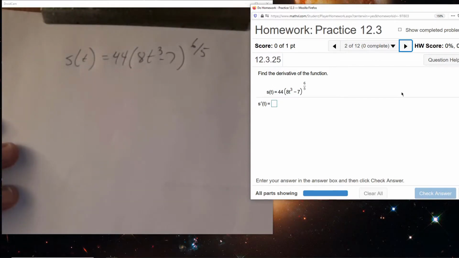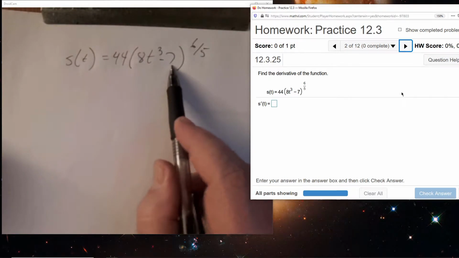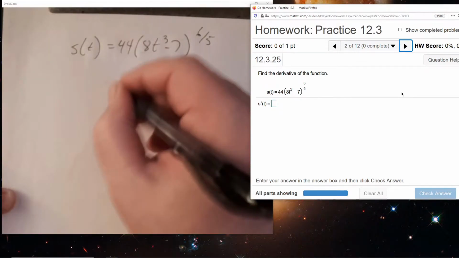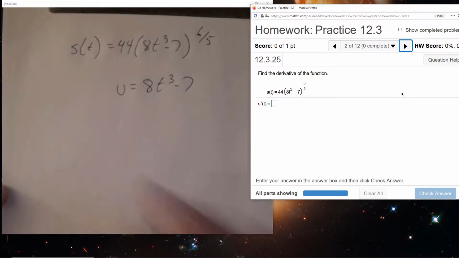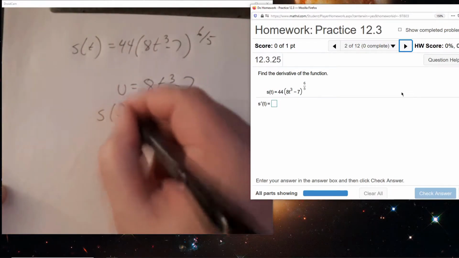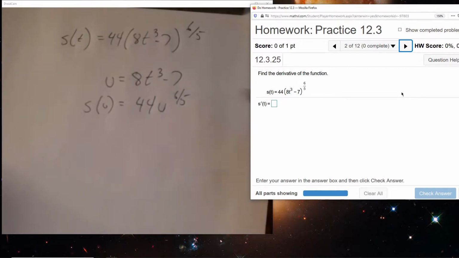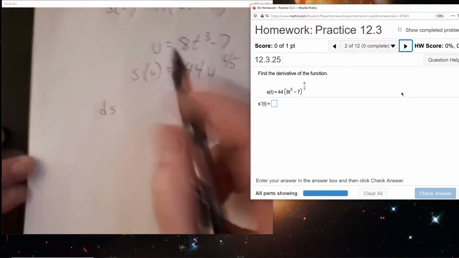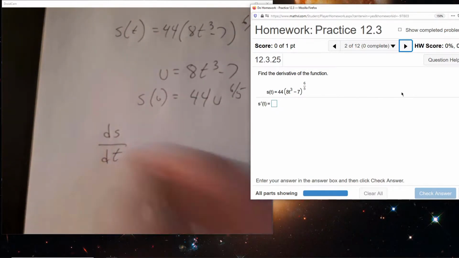So here's our function. And again, we have a power function inside a power function. So what we're going to do is we're going to define that inside function as u, which then makes our entire function s now 44u to the 6/5. And now both of these derivatives we can do. So the chain rule says if you want the derivative of s, now the input variable is t, so that means we're taking the derivative with respect to t.